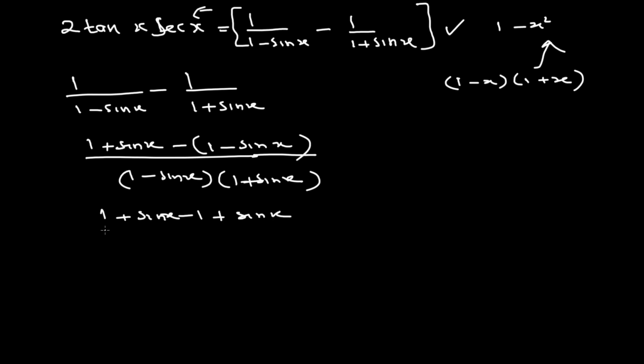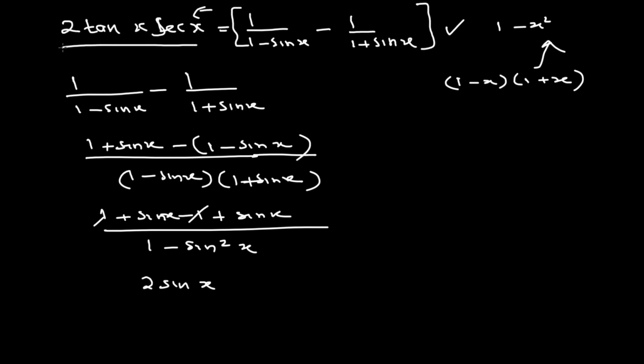Then at the bottom here, we're going to have difference of two squares, which is 1 minus sine squared x. What happens here? What happens is that this and that shall cancel out. Then we have 2 sine x. Right. Okay, so this is 2 tan x sec x. So now here we can see we've captured it too. So we know we're going in the right direction.